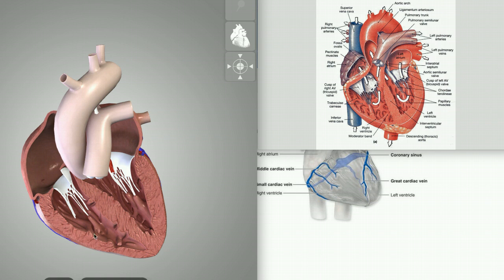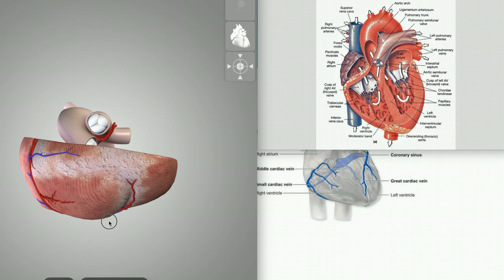So the trabeculae carneae, then we have the interventricular septum. We have these muscle layers known as chordae tendineae, which are these little white elastic fiber-like things attached to the muscular wall, and they hold the valves in place basically.